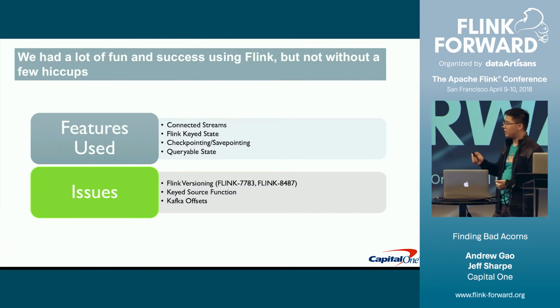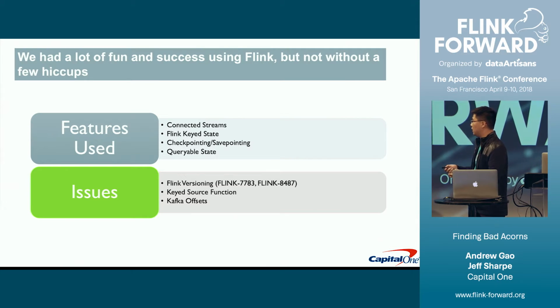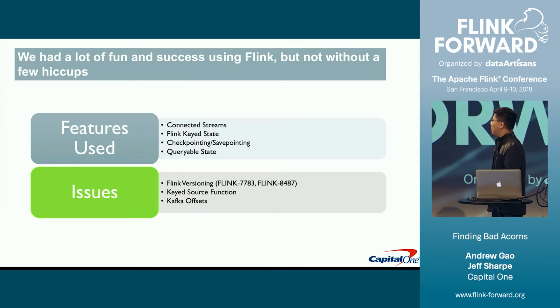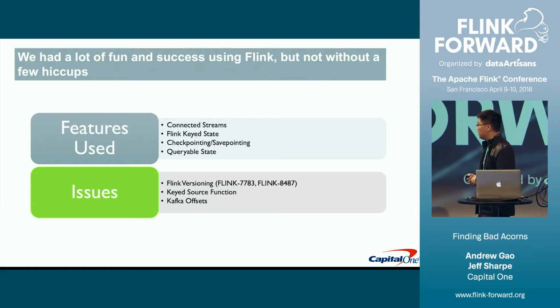Okay, so that's pretty much what we did for our use case. This is just summing up how we felt about Flink in general. We use connected streams. We really like keyed state, and the checkpointing and savepointing features have been really nice. Queryable state is something we just started using for the chipmunks that you just saw previously, and it's been working out pretty well. So I would love to say, because we're at a Flink Forward conference, that it's been a seamless ride, but obviously not so much, we had some hiccups.